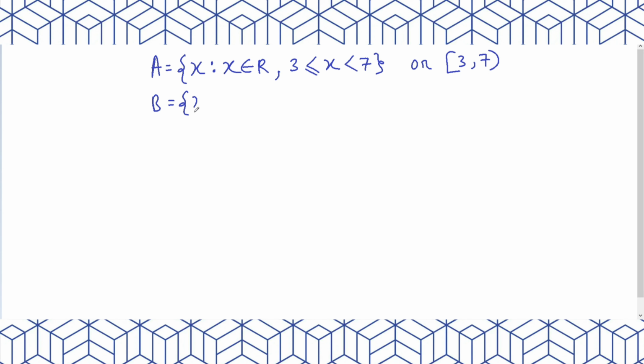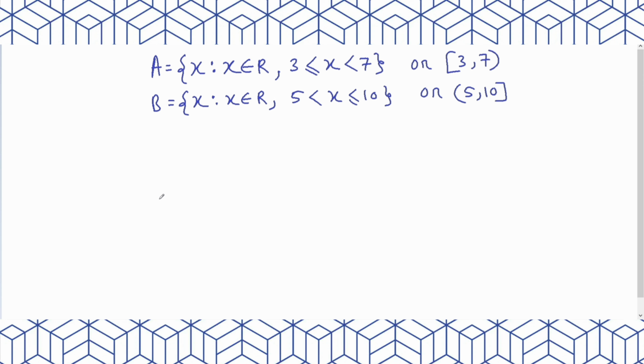Now take another example. Let A be the set of all real numbers greater than or equal to 3 and less than 7. It can be denoted by the interval form also. And B is the set of all real numbers greater than 5 and less than or equal to 10. As these two sets are non-denumerable infinite sets, we can't represent these in tabular form.